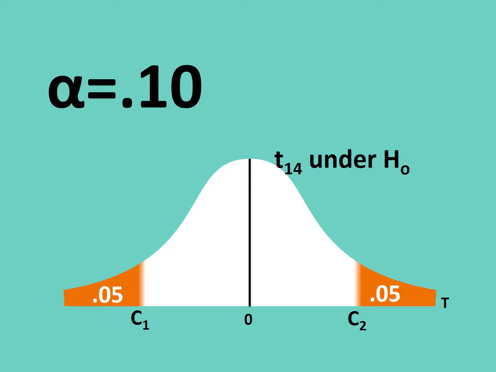To determine the two critical points, C sub 1 and C sub 2, we must make use of the significance level alpha, which is 0.10. We have to split up alpha equally with the two tails of the distribution so that the area in each tail is 0.05. The critical points can then be identified as percentage points of the distribution of t under the null hypothesis, which is Student's t with 14 degrees of freedom.